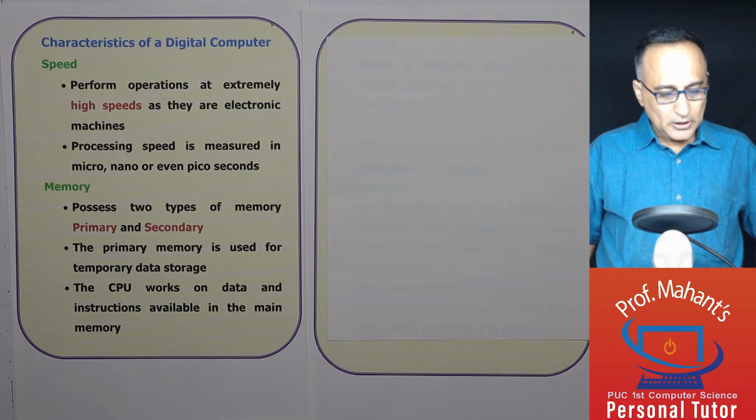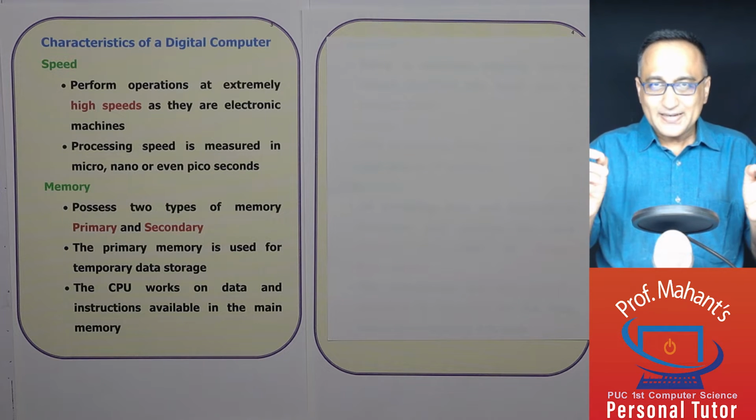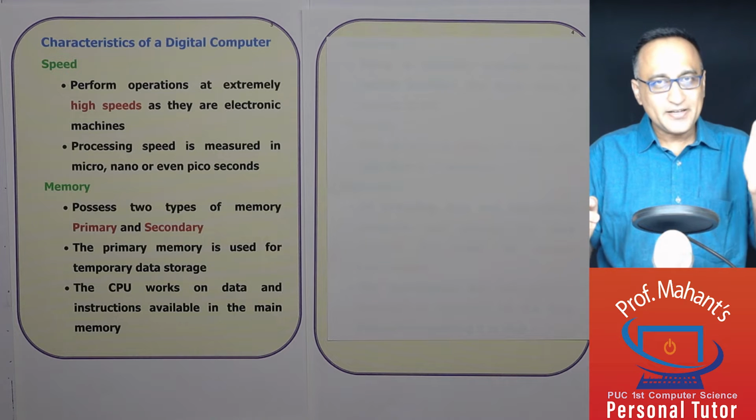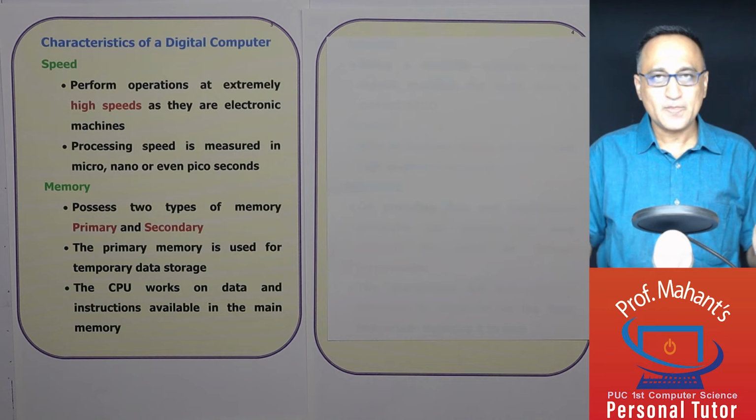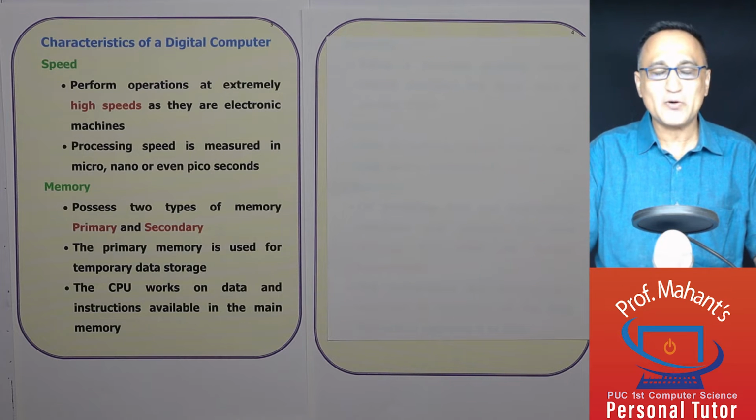Memory. Now, if you had looked at the model of a computer, it had input, there was a process, and there was something called the storage. So a computer needs memory for the very simple fact that any calculation or any program that is going to be executed by the computer requires that the data and instructions stay in the main memory. So what it really means is a computer has two types of memory.